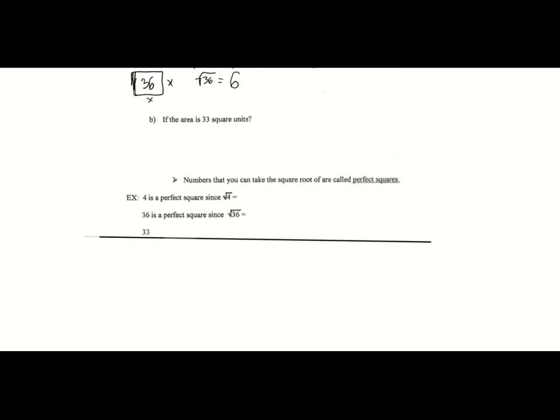Okay, B, if the area is 33 square units, so again we need to do our square root of 33 to figure out what those sides are going to be. So the square root of 33 is going to equal our side length. And when you type that into your calculator, you get the side is about 5.74.